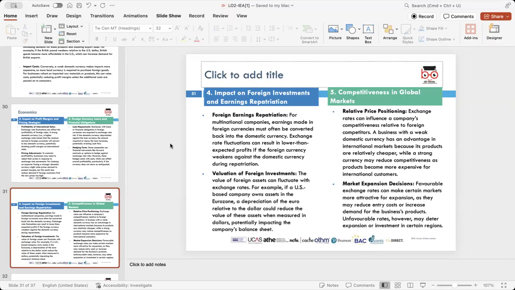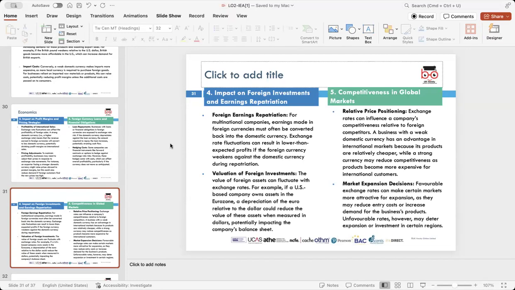Relative pricing positioning. Exchange rates can influence a company's competitiveness relative to foreign companies. A business with a weak domestic currency has an advantage in international markets because its products are relatively cheaper, while a strong currency may reduce competitiveness as products become more expensive for international markets.